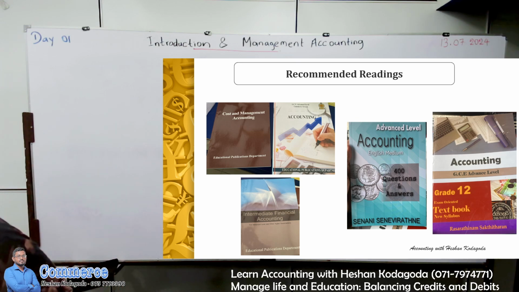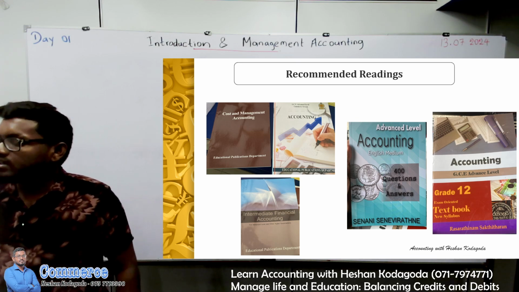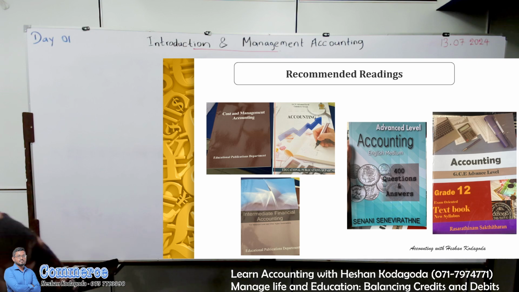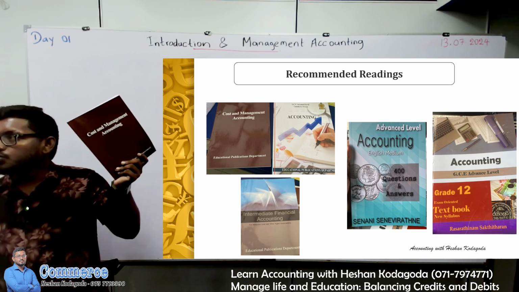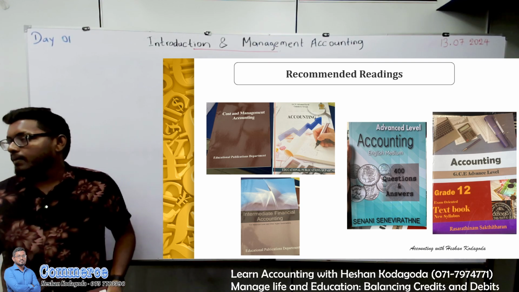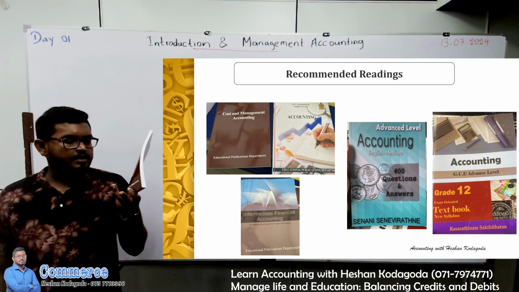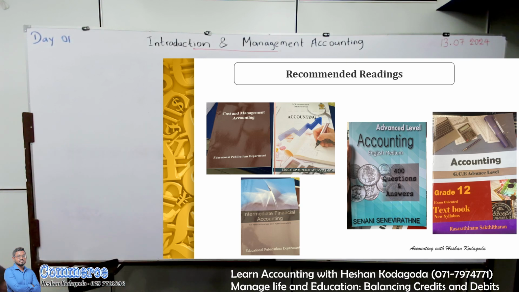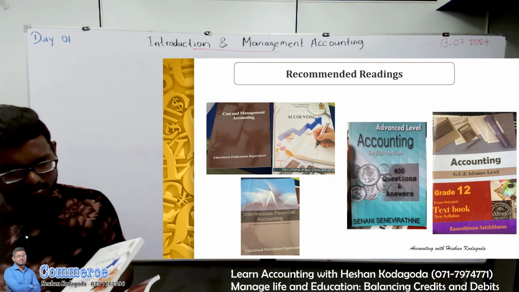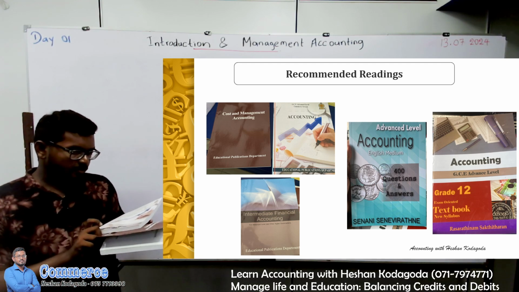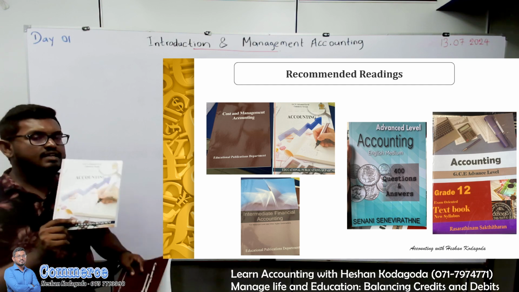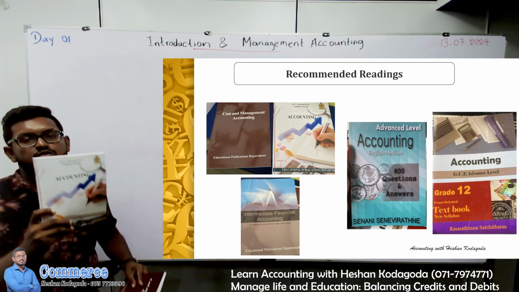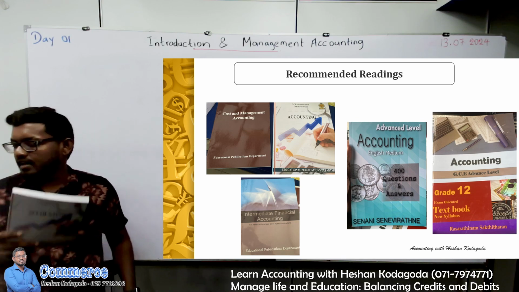And the other thing you can see, there are different recommended readings. Now I'm starting cost and management accounting. So this one is the published one. There is a book published by the Education Publication Department, and this next book, accounting, right? This book is also published by the Education Publication Department, and only comprises a few grade 12 lessons.